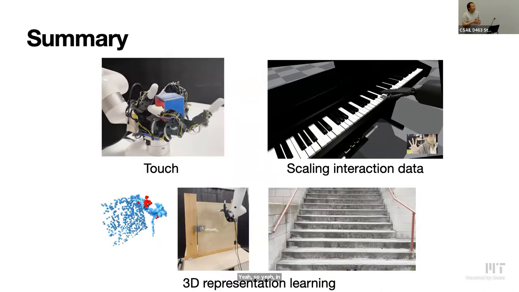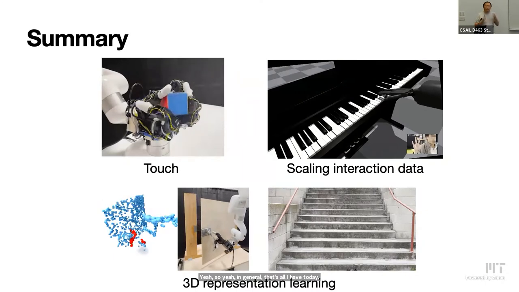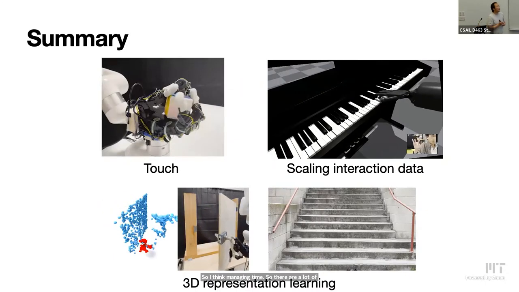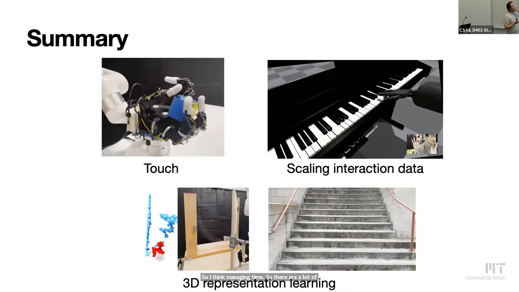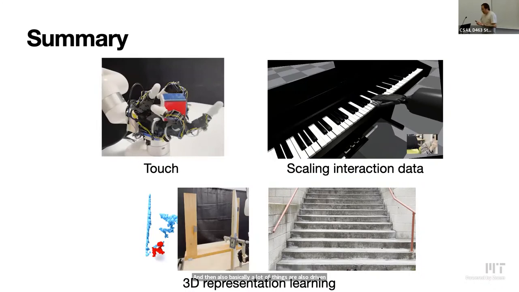So I think I'm managing time. There are a lot of applications, many focusing on low-level skills, on hands and legs. And also a lot of things are driven by vision. So the idea itself, training on large-scale data and trying to generalize to more scenes and more objects, is more from a vision perspective. How to develop better vision models to serve this kind of purpose is also something our lab is focusing on. Yeah, I think that's all. Thank you. If you have any questions.